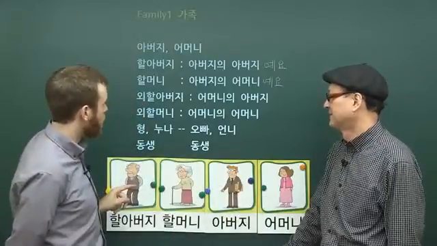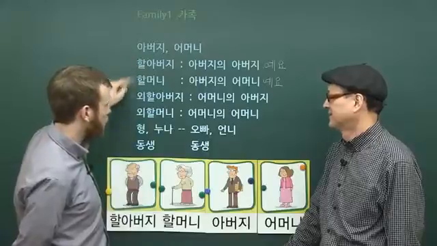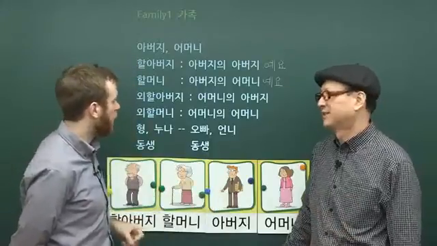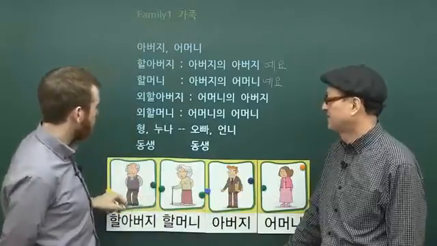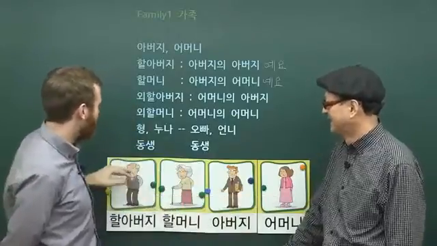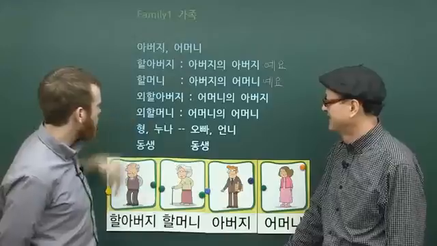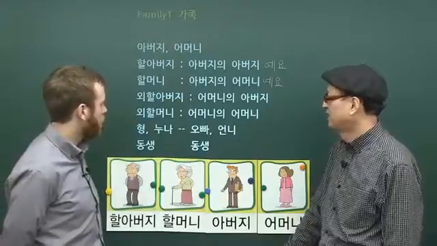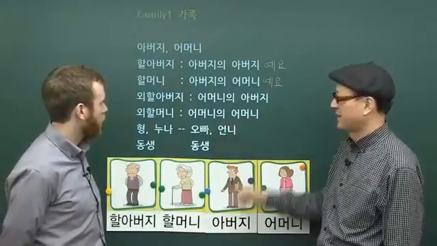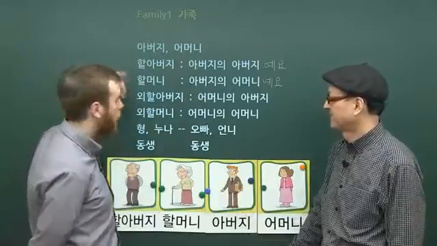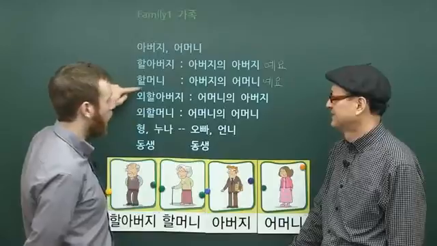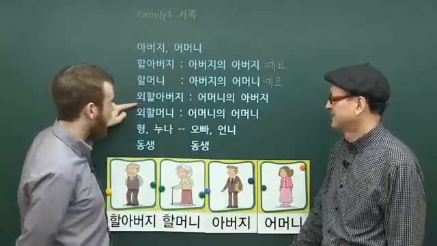If I'm only saying 할아버지, it's talking about my father's side. So 외할아버지 is my mother's father. And 외할머니? 외할머니는 어머니의 어머니예요. Again, to talk about my father's side, I just use 할아버지 and 할머니. My mother's side, I add 외.